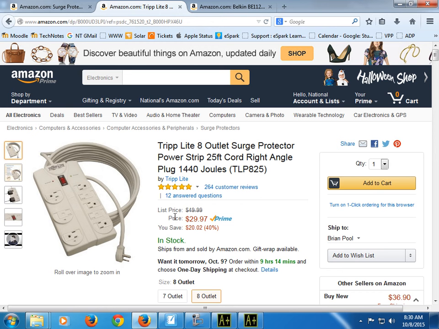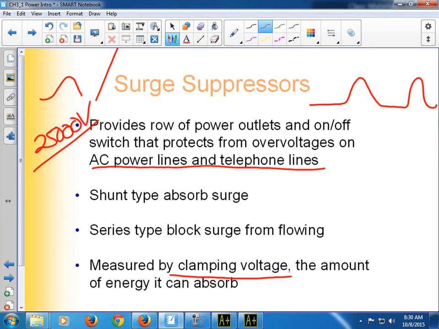That is a long cord. Holy moly, 25 feet. Okay. So normally they used to say clamping voltages. Maybe they just say joules now. But I'm looking for one with the best warranty. The big thing is the ground.